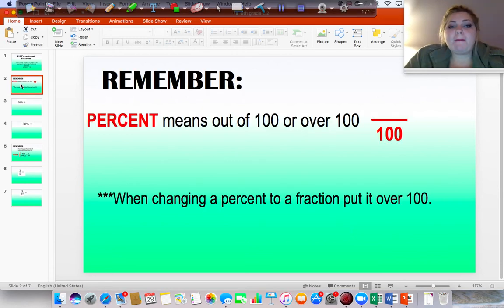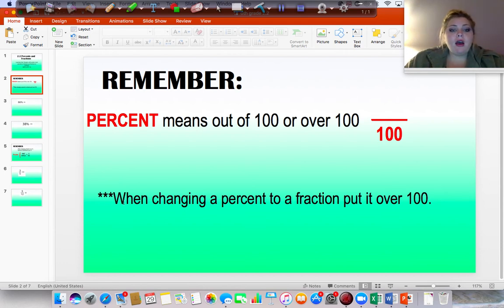Okay, so remember, percent means out of 100. That's what the word percent means. It means per cent, per 100. All right, so out of 100, that also means over 100. And we write over 100 like this. It's a fraction where the percent is on top of 100.